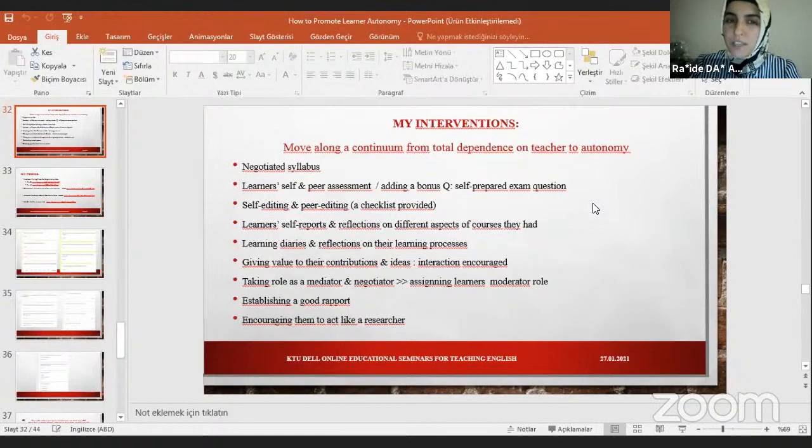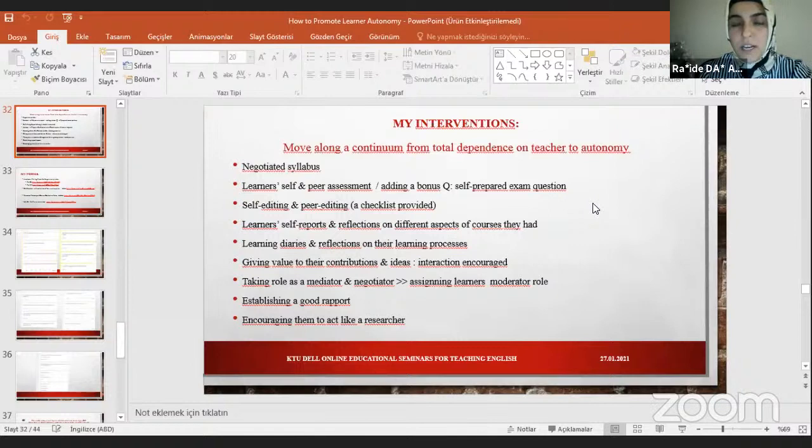So in a way, they are critically analyzing their learning by preparing a question and an answer to that question. And in this way, I'm trying to share my role as a teacher with my students. Also, for instance, in my academic writing class, I ask my students to use a checklist. I provide that checklist and ask them to edit their own work and their peers' work as well. So self-editing and peer editing are other ways to make your learners autonomous, as we discussed. I also get some opinions at the end and throughout the semester.